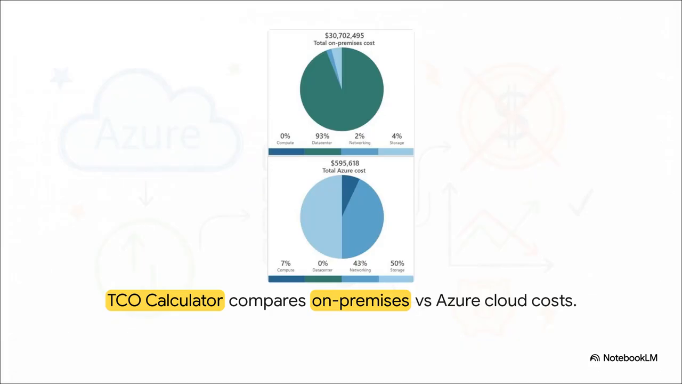And to see how this builds an undeniably strong business case, let's just compare the numbers directly. On the top here, you have an on-premises cost of over $30 million. And a staggering 93% of that budget is eaten up just by maintaining the physical data center itself. Crazy, right? But on the bottom, that exact same workload is migrated to Azure for just under $595,000. The physical data center cost literally drops to 0%, which completely shifts your financial focus over to networking and storage. It is just a super powerful visualization to present to your stakeholders.